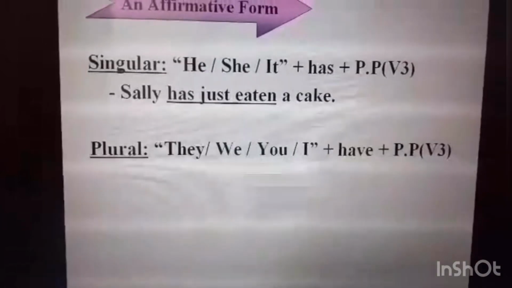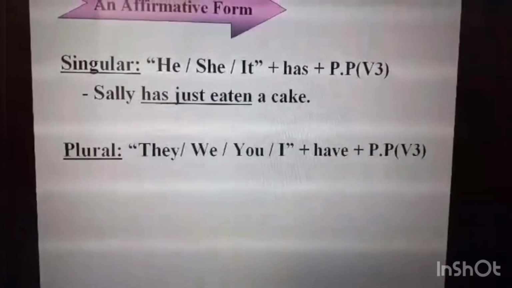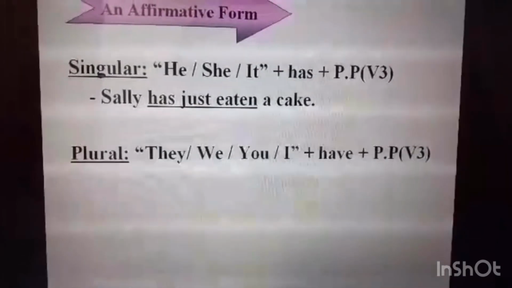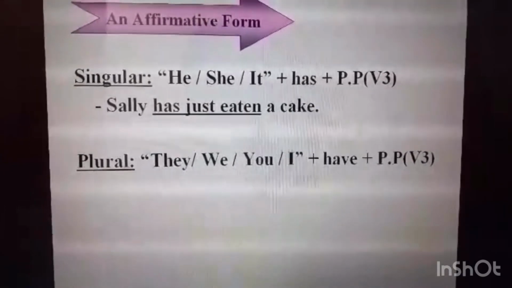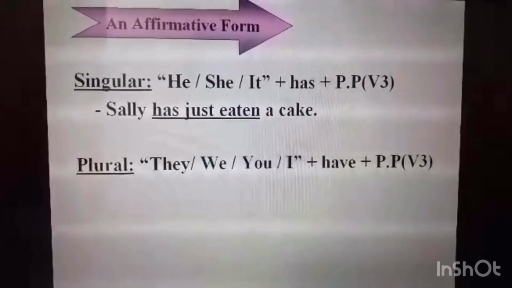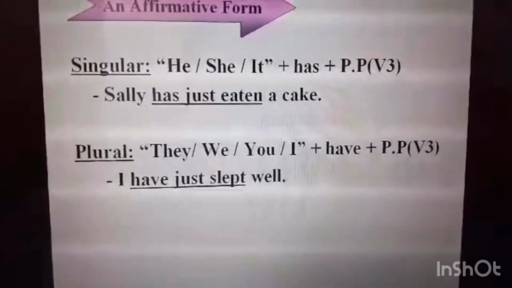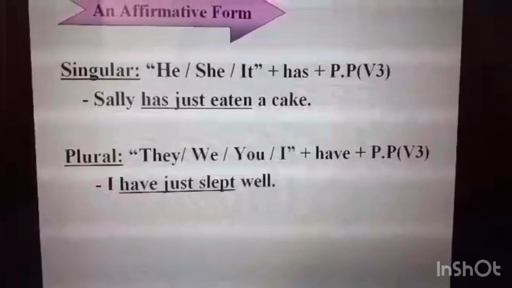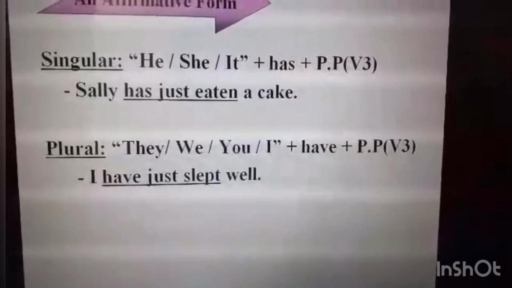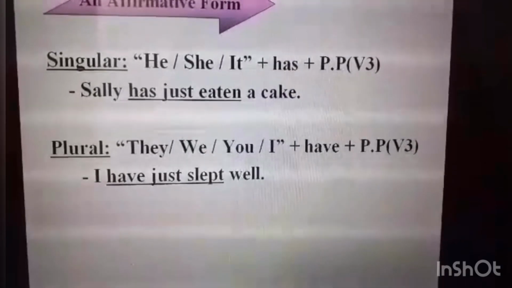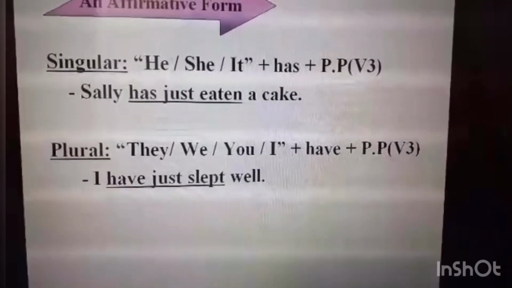And now for a plural case, if you have plural pronouns or plural nouns like they, we, you, and the pronoun I with the plural pronouns, you should correct the verb by have and the past participle form of the verb. For example, I have just slept well. Look at this example. Here we have the pronoun I and we have the keyword just. So you should correct this verb and use the present perfect tense. And it becomes I have just slept. Slept here is the third form of the verb sleep.